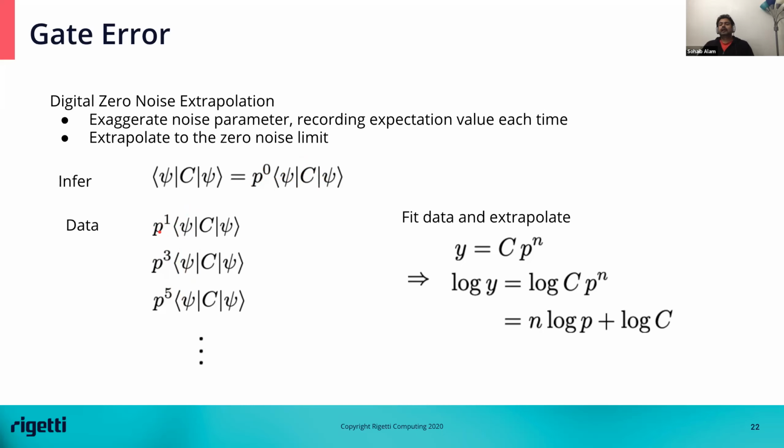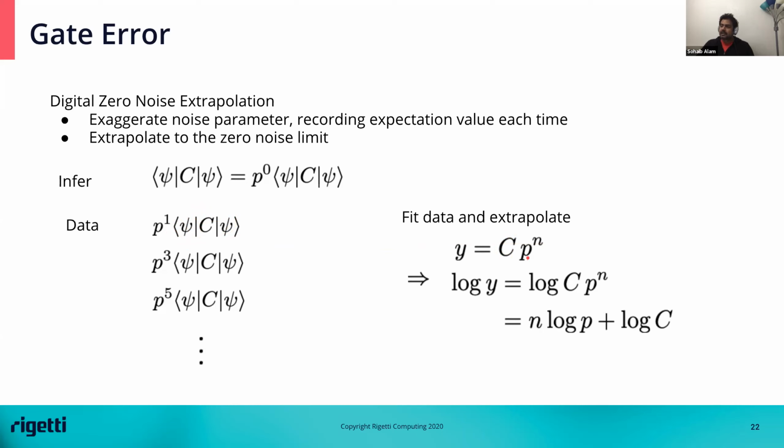So I've said, okay, I have p to the power 1 times this expectation value, p raised to the power 3 times this expectation value, etc. So this basically looks like something. What I'm observing is, let's call that y. So y is what I observe, the thing that I can experimentally have access to. C is the thing that I'm actually trying to solve for, that's this particular sandwich over here.